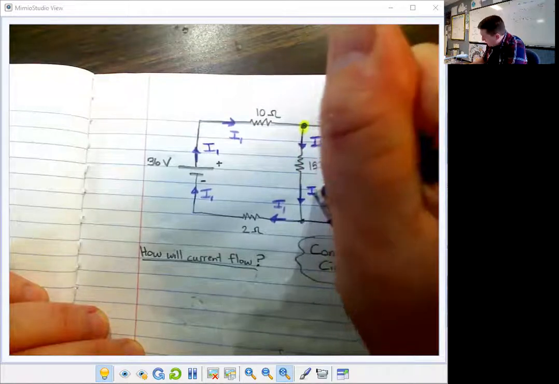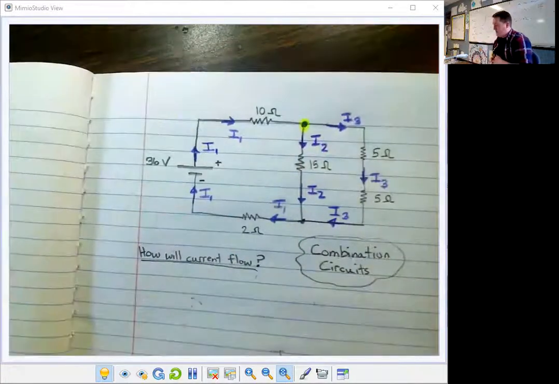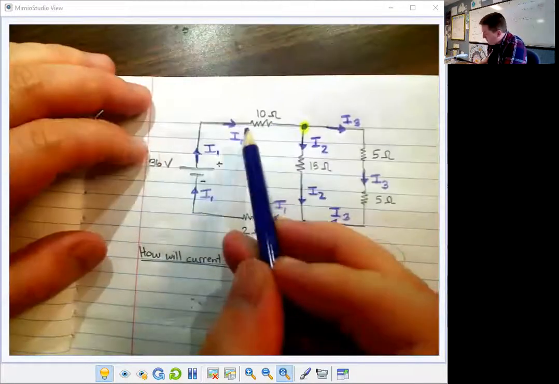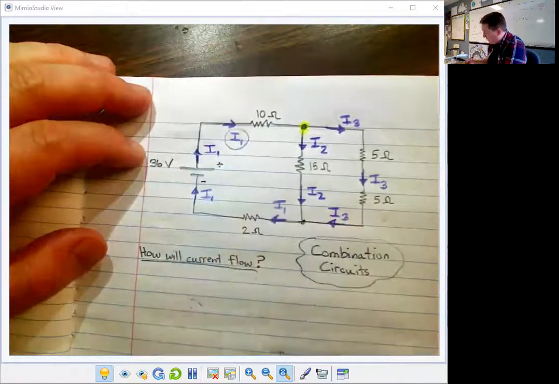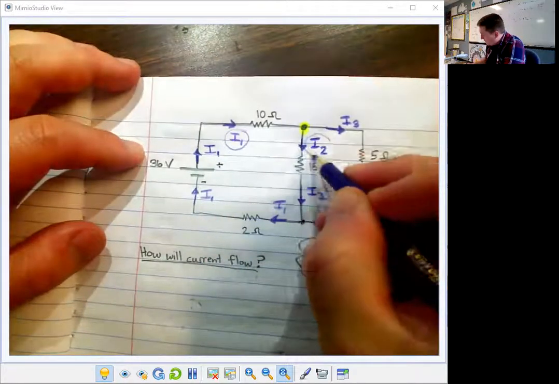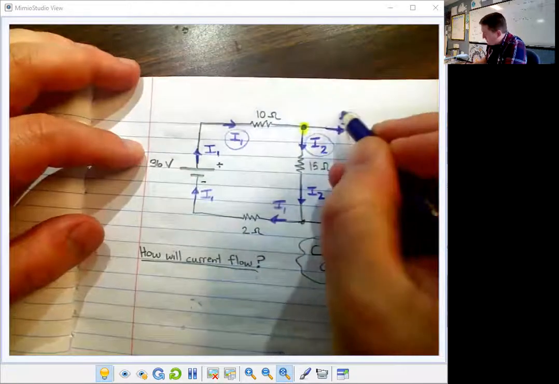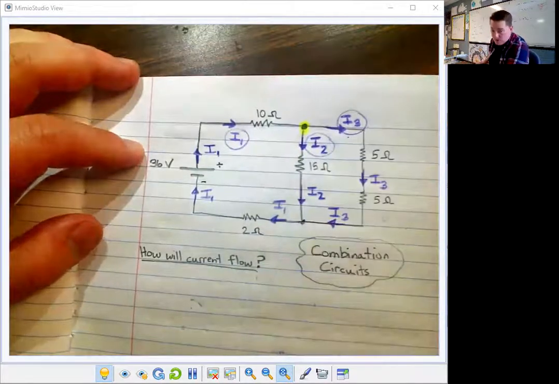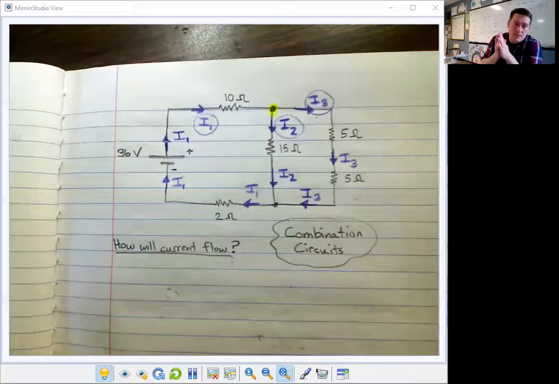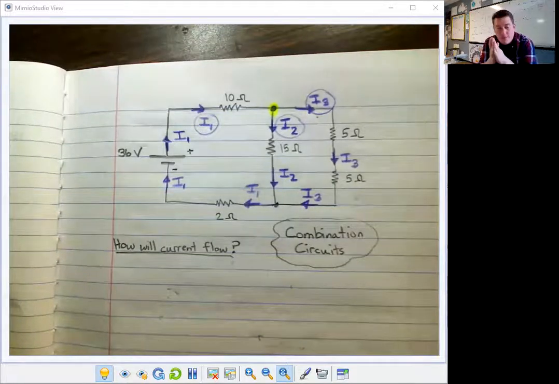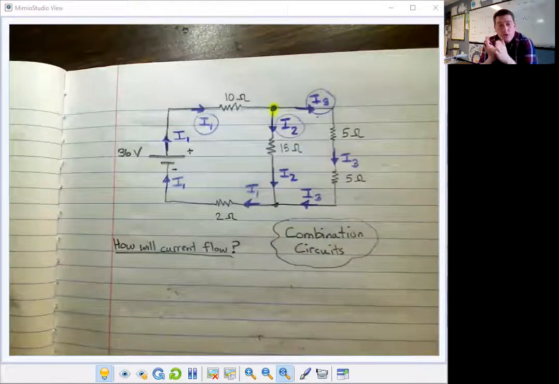So in sum total, we figured out that there are 3 unknowns: the current in pathway 1, the current in pathway 2, and the current in pathway 3. This means we have 3 unknowns, so we're going to have to build 3 equations in order to solve for these 3 unknowns. And we're going to do that using Kirchhoff's laws.